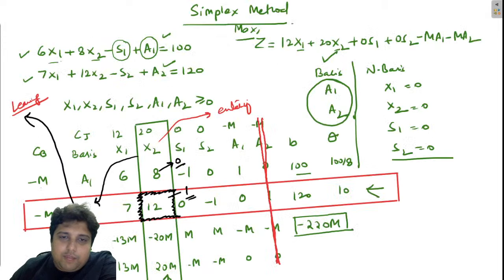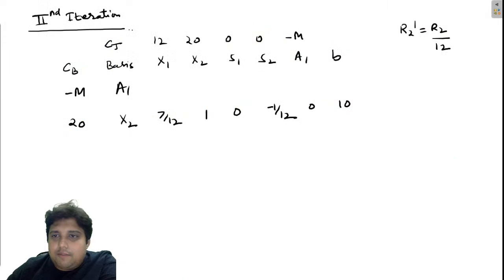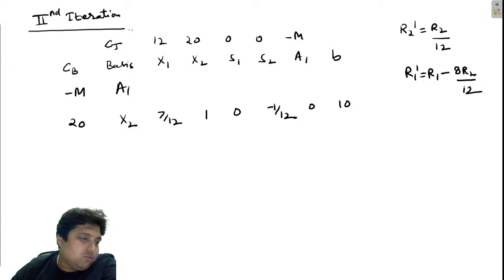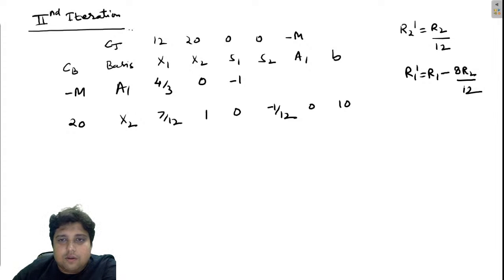Now we have to make this as 0. That means we take the new row. For the new row 1 we take the old row 1 minus 8 times R2 by 12. So this is coming out to be 4 by 3, 0, minus 1, 2 by 3, 1 and 20.